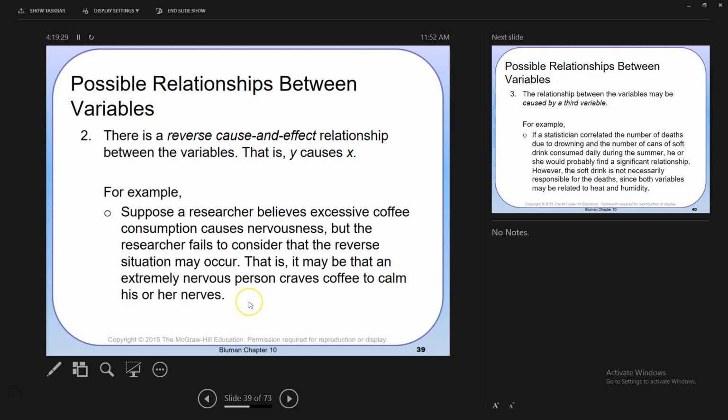They give the example, excessive coffee can cause nervousness. But this could be the reverse effect. Maybe nervous people crave coffee more. So that could be a possible reverse cause and effect.